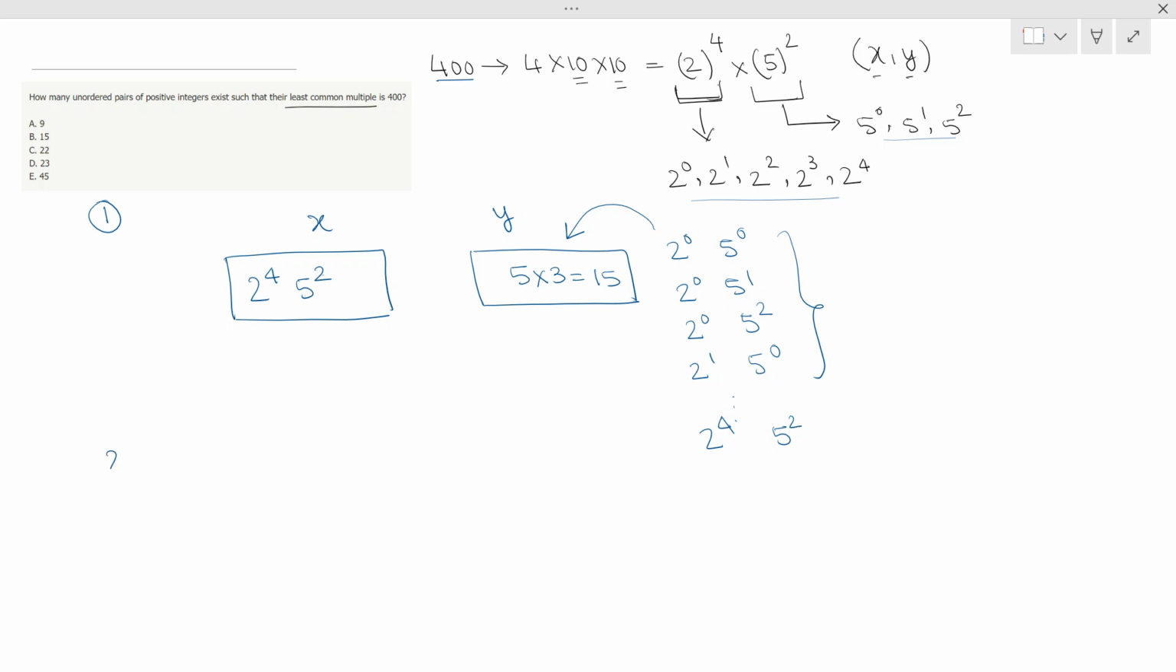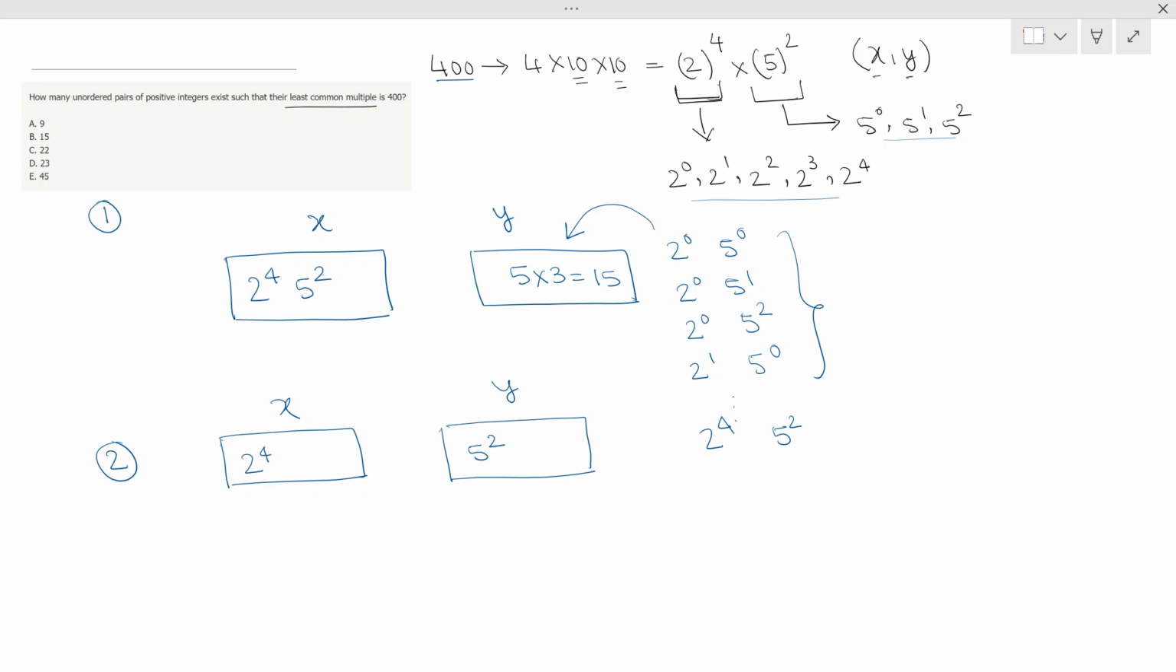Now let's take another case. In this particular case, the prime factors of x and the prime factors of y do not both have 2 raised to the power of 4 and 5 square. So let's say x has only 2 raised to the power of 4 and y has 5 square. Now, because the maximum powers are not in the same element of the pair, the element can have other powers of the other prime factors.